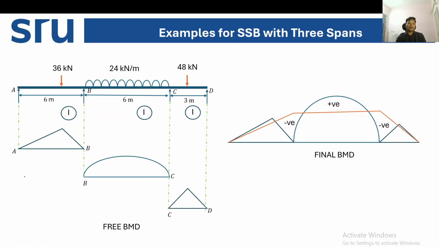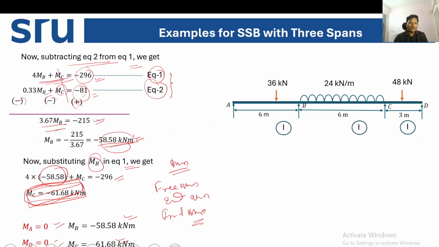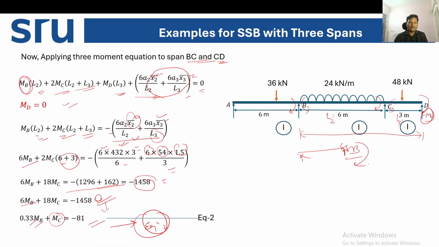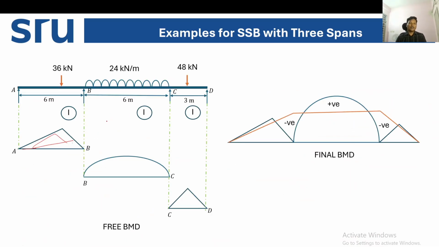So here is the free moment diagram. This is the free moment diagram, the triangle, whose values we have got. If you go to the previous slides, it is 48, 108 and 36. So this value is 48, this is 108, this is 36. So this is a free bending moment diagram. What is the end moment diagram? So directly we can superimpose in the diagram also. How can you directly superimpose?